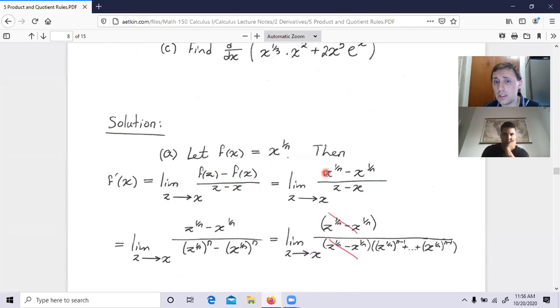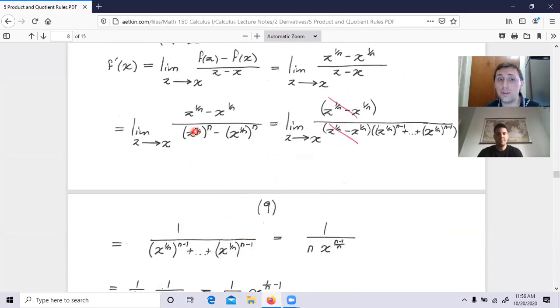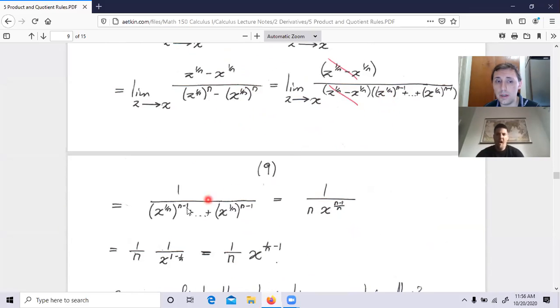So by definition, it's z to the 1 over n minus x to the 1 over n, divided by z minus x. And what I can do is write the denominator as z to the 1 over n to the power of n minus x to the 1 over n to the power of n. And then I have factorization of n powers. You see, I just imagine this is v and this is u. I factor it. I simplify what's crossed out, and I'm left with this, right? So when I push in the limit, I have 1 over x to the 1 over n minus 1 plus and so on, up to x to the 1 over n minus 1.